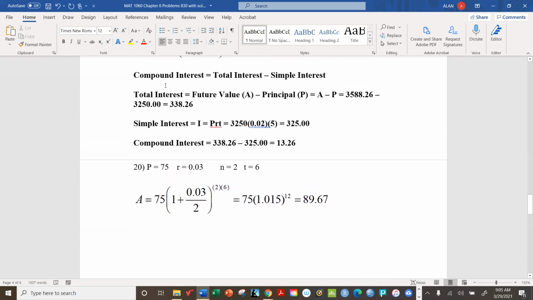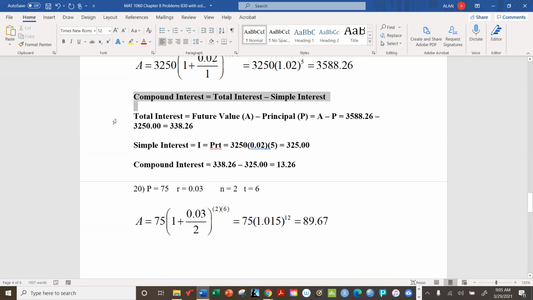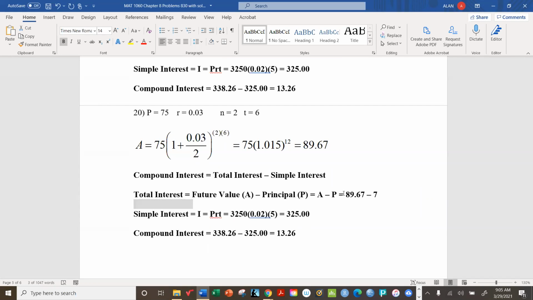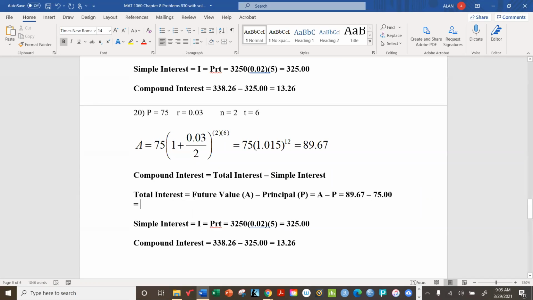So future value again was 89.67. The original principal is 75. And that's going to leave us with total interest of $14.67.